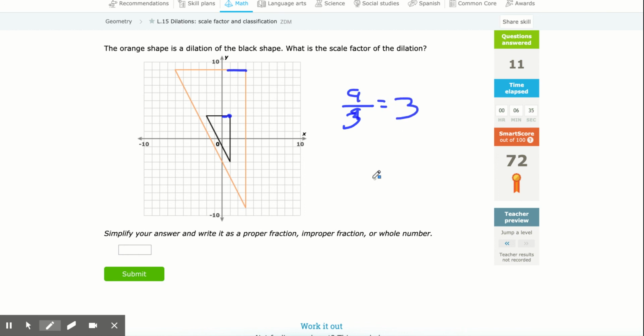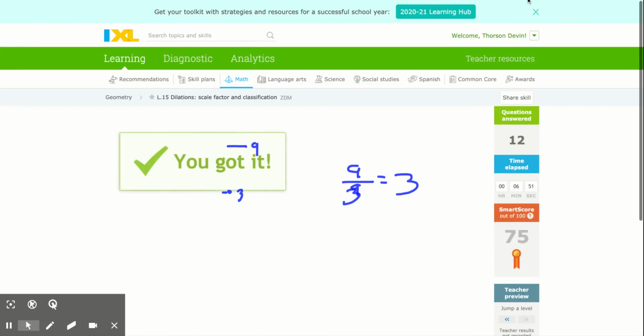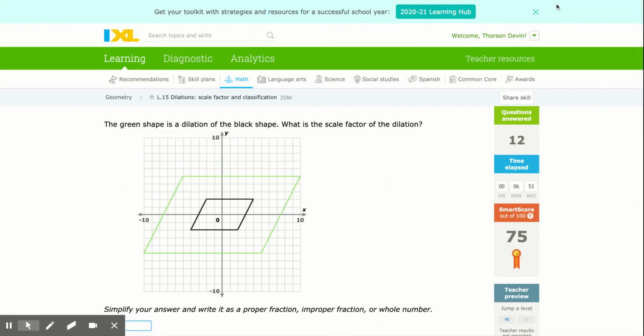Again, I'm thinking the scale factor in my head, so I write down 3. This y value is a 9. This y value is a 3. Image over original figure, 9 over 3 reduces to 3. Again, hopefully this will go very fast. If you have any questions, please do bring them to class.